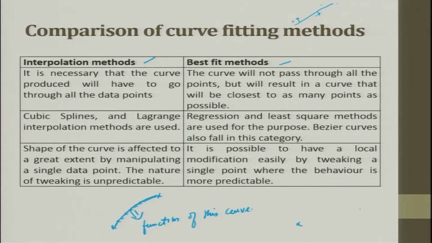So, what is a Bezier curve? Start point, end point, control points, that is a best fit curve. It is possible to have local modification easily by tweaking a single point, where the behavior is more predictable. That is the advantage of best fit.